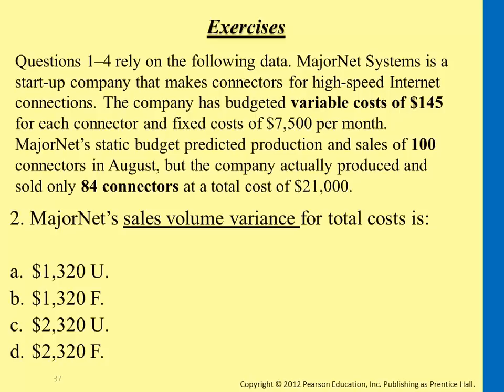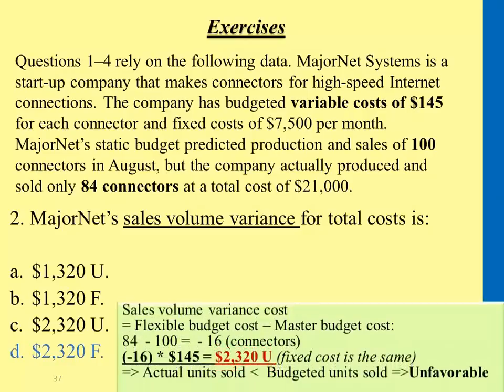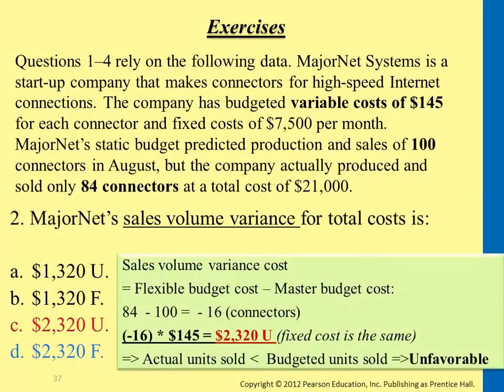Think again. So the static budget is 100 connectors, and we wanted to sell 100, but then we actually sold 84. But the calculation is exactly correct. The calculation part, you want to get 84 minus 100. Since we usually use the actual minus the budgeted, you know that there's a minus sign here. Minus 16, you're missing 16. So then you know it would be unfavorable here. So it would be minus 16 times 145 plus 7,500.